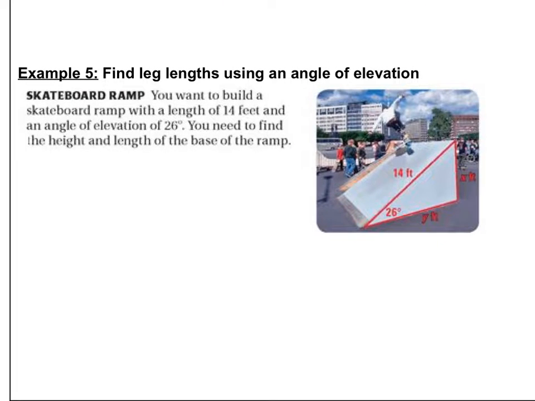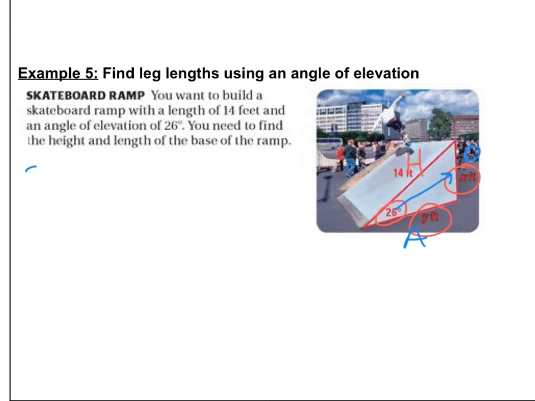Lastly here, we are trying to find x and y. We are given the hypotenuse. We need to find x and y. We're talking from this angle of 26 right here. So label everything you know. We know this is opposite, and this is our adjacent. So obviously we're going to have to do this twice.